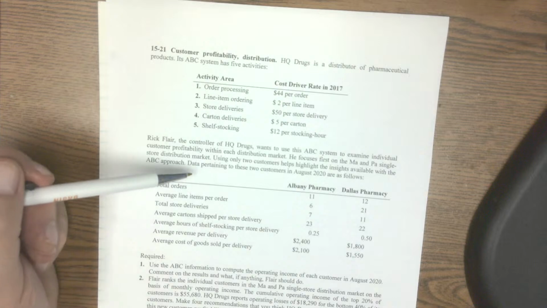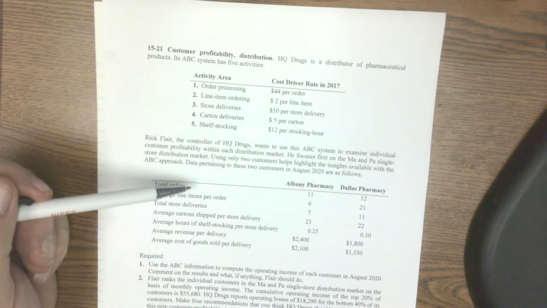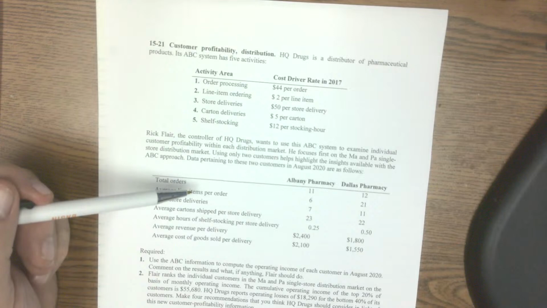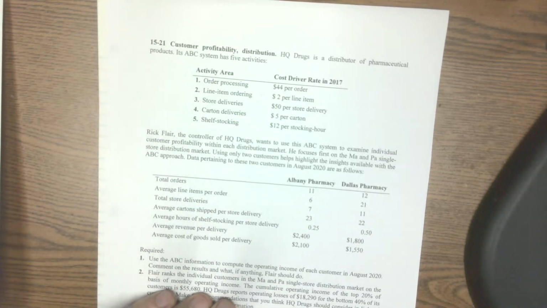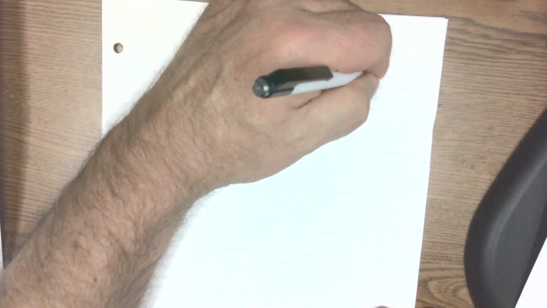Then we have down here the activity for each of these. And so we're going to get a customer cost according to this. And so we'll just use the ABC information to create that. So we've got the Albany store and the Dallas store. Those are both customers. So we've got the total orders.